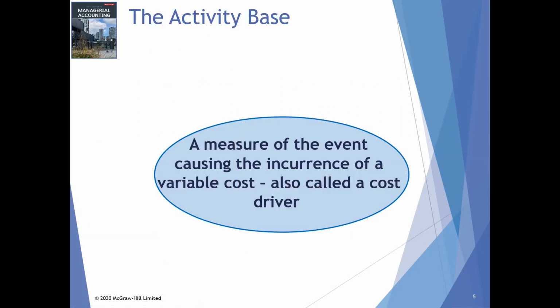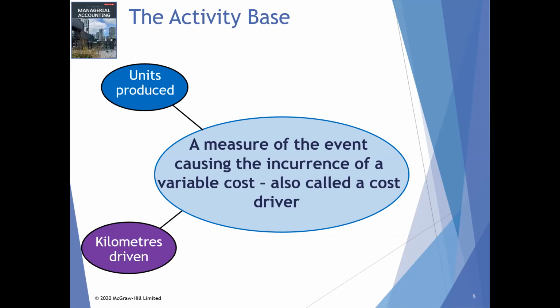Now, activity base. What is the meaning of activity base? A measure of the event causing the increase of the variable cost. For example, if some activity is going on, then on the basis of the activity, the variable cost changes. This is also called a cost driver. Units produced is going to increase, meaning activity has increased, then the cost will be affected, cost behavior will be affected.